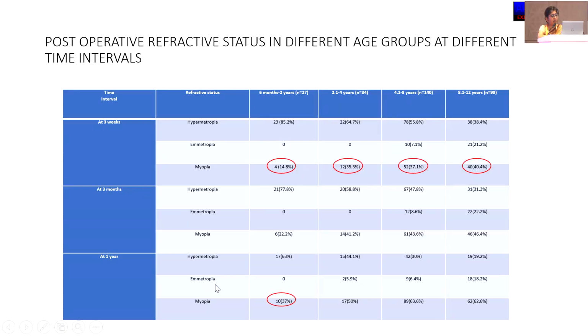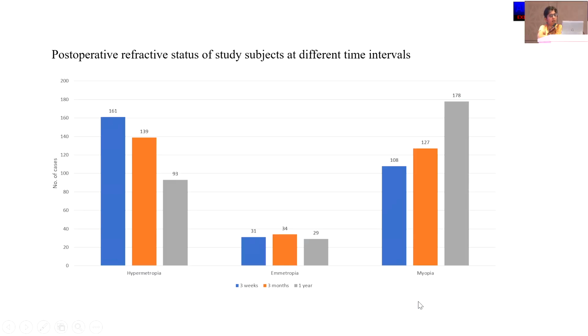And at 1 year, the maximum myopic shift was in the 6 months to 2 year age group. This is 37%, not maximum, 37% had a myopic shift, 63.6% in 4 to 8 years. So this graph shows the hypermetropia, where the blue is 3 weeks, 3 months, and 1 year. The hypermetropia goes down and the myopia goes up.